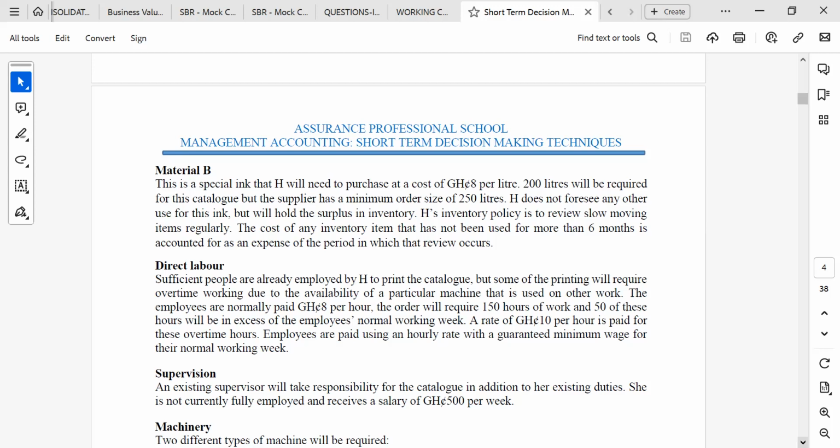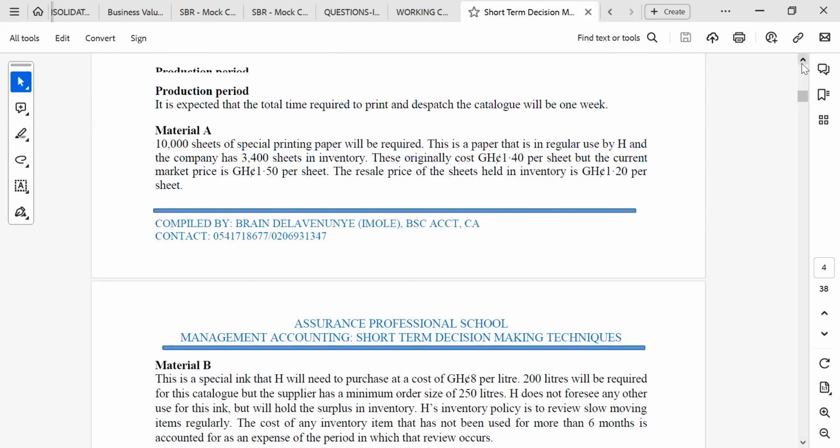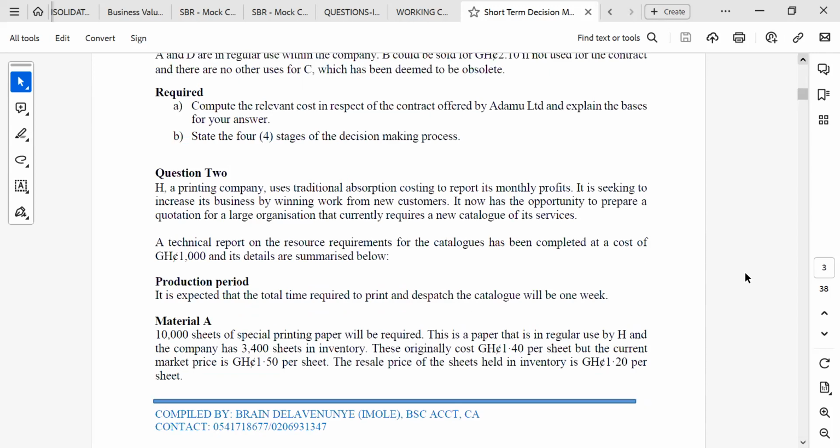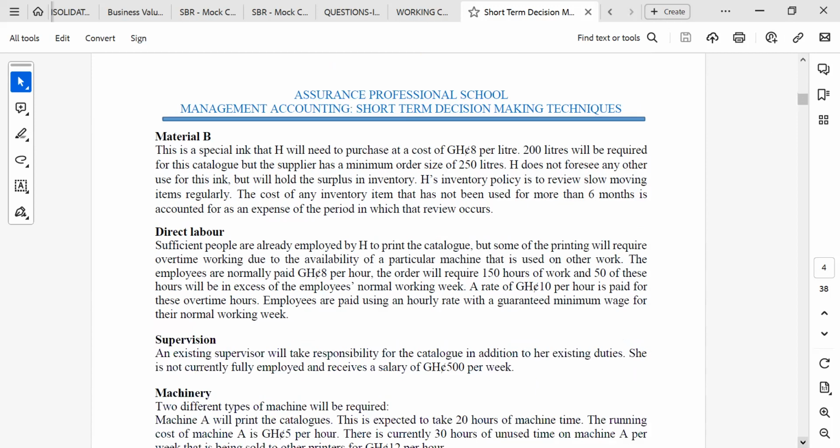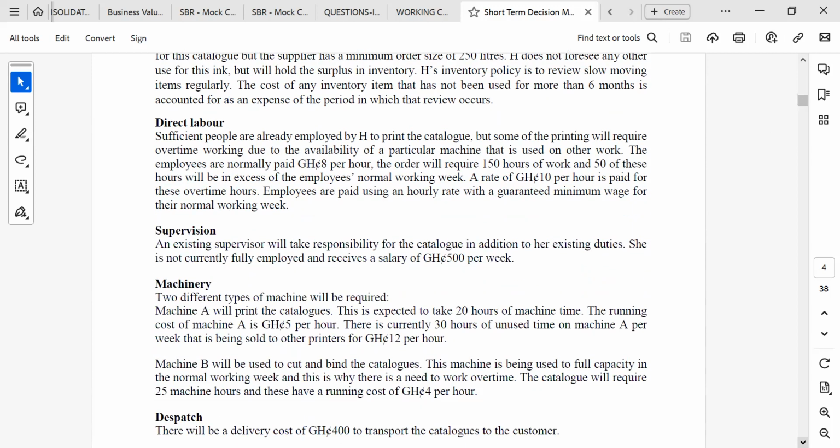So the 50 is not part of the 100, their main working hours, right? Their main working hours will be 100, then plus the overtime. That will give us the 150.